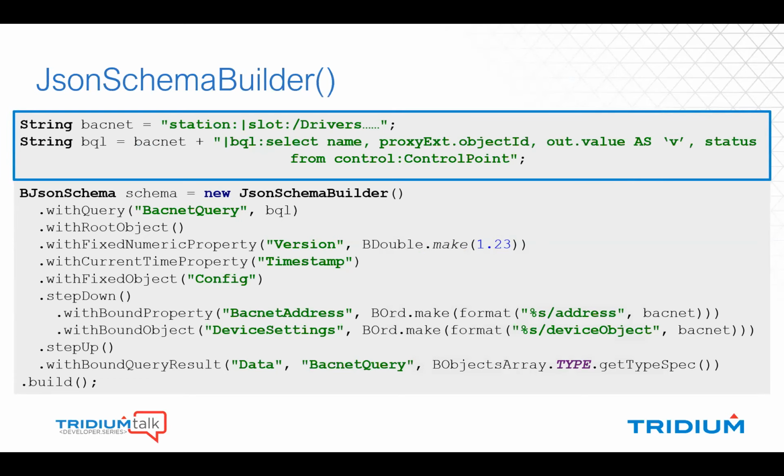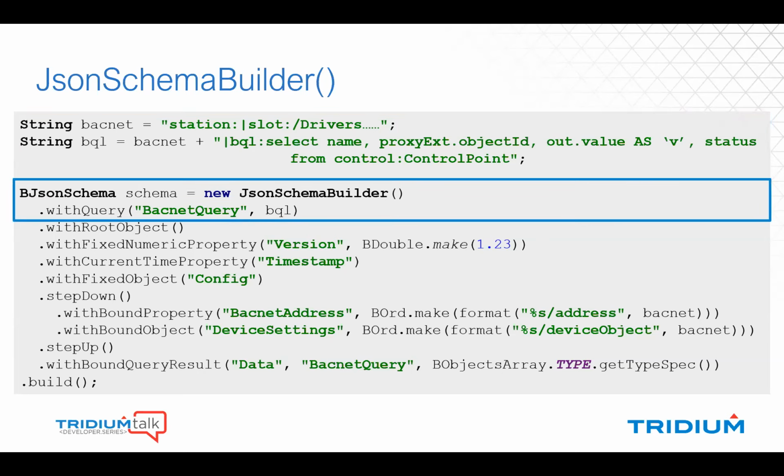So we're going to begin by defining the slot path to our favorite BACnet device. On the second line, we've defined a BQL query for extracting the required pieces of each BACnet point which we want to show in our JSON string. So we've gone for the name, the object ID, and the current status and value.